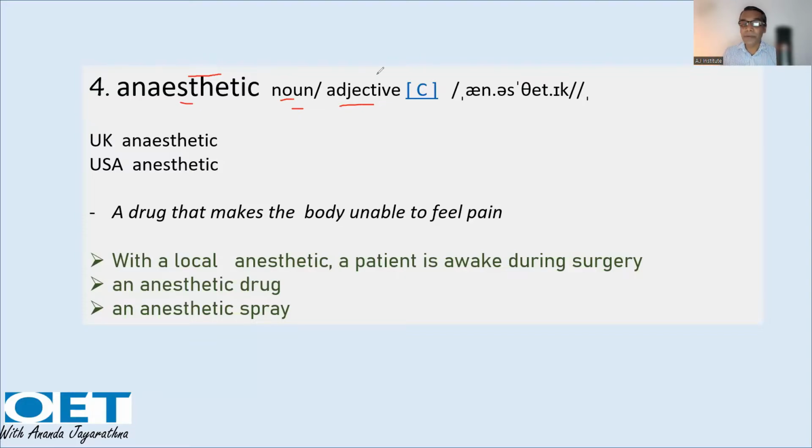Now look at these examples. With a local anesthetic, a patient is awake during surgery. Or we can describe a drug using anesthetic as an adjective. For example, we can say an anesthetic drug, or we can say an anesthetic spray.